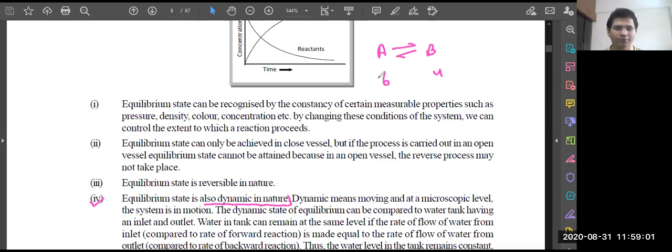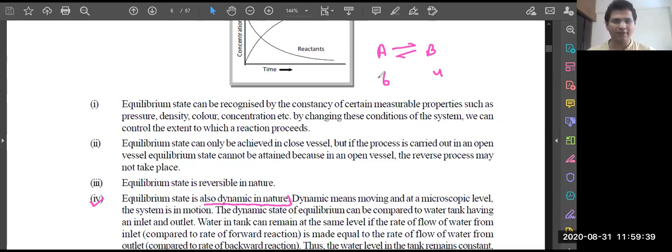Will the reaction stop? No, right? But if you observe, there will be no change. The reaction is still carried out, it's just that the rates are equal, so as an observer looking at the concentration, we will feel that there's no change. But in reality, A is converting into B and B is converting into A. This is called the dynamic nature. Even though there's no net change, the process is carried out at each and every moment.